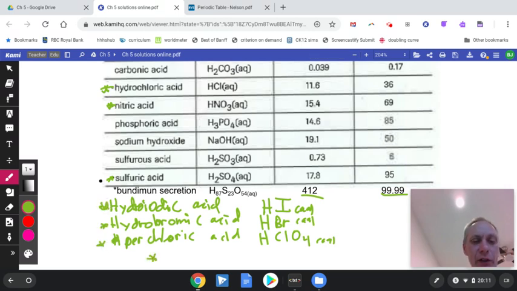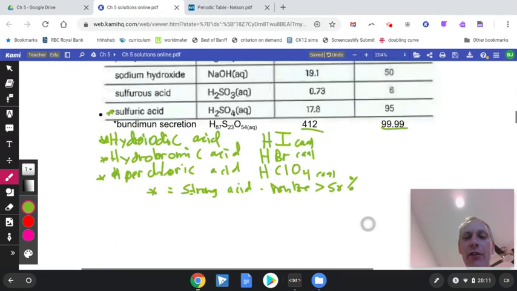So star equals strong acid, ionize, greater than 50%. All the other acids are weak and they are aqueous, but less than 50%. So major entity present is they stay together as a molecule.